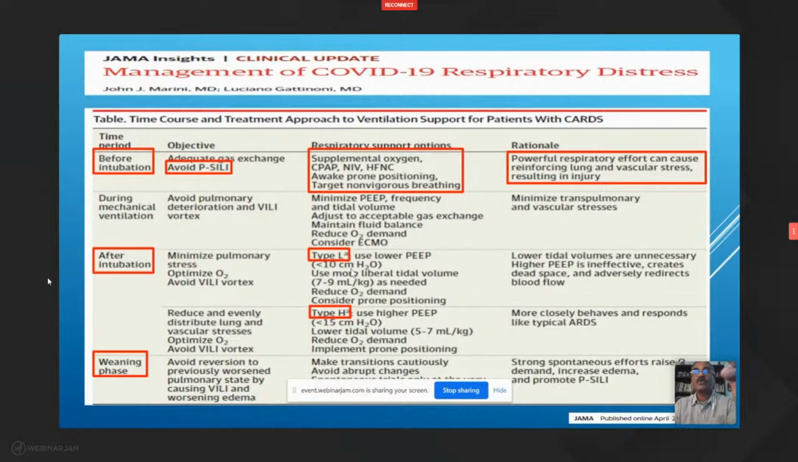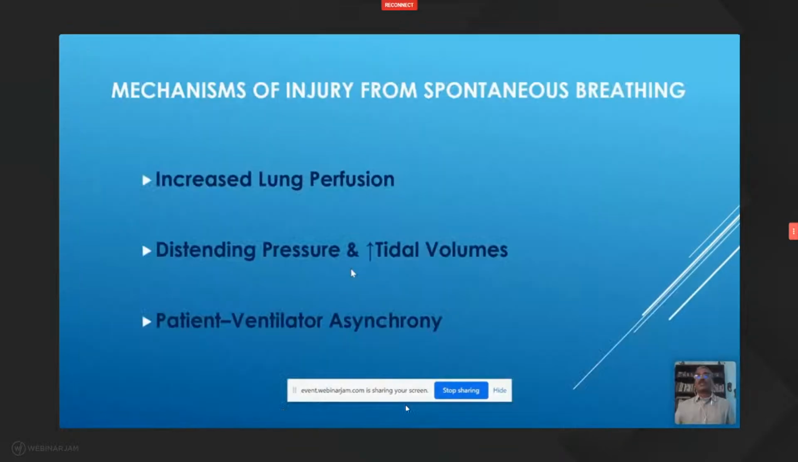A daily awakening with weaning trials probably should not be attempted in the severe hypoxemia cases. Only when the disease process is significantly settling down should you start that. And as I said, avoid abrupt changes. So what is the mechanism of P-SILI, or of injury from spontaneous breathing that they talk about?